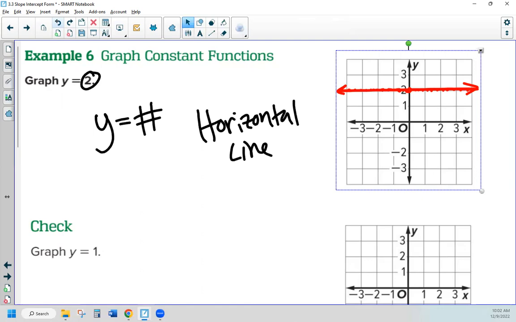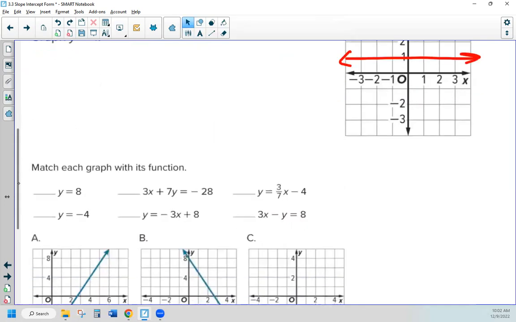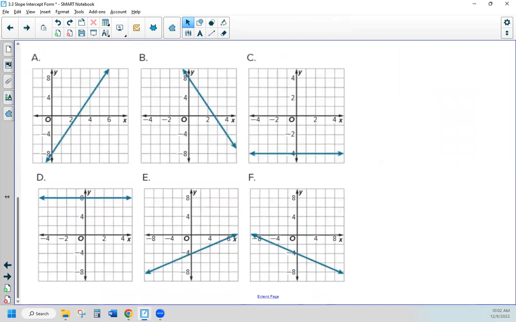I'm done. Nothing else to do here. So go ahead and get this one graphed. Pause this sucker. Hopefully you don't need my help. Y'all can do this. All right. Check your work. We done. All right, let's see what we got here.